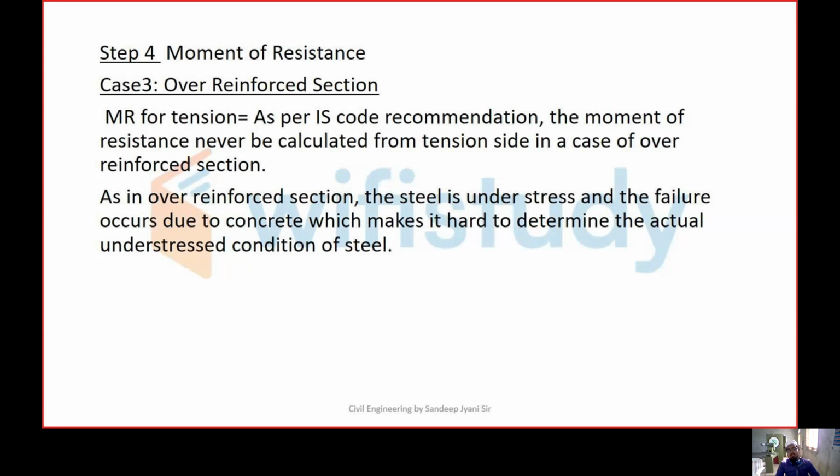So the failure in concrete is what type of failure? It is called brittle failure, which makes it hard to determine the actual under stress condition of steel.